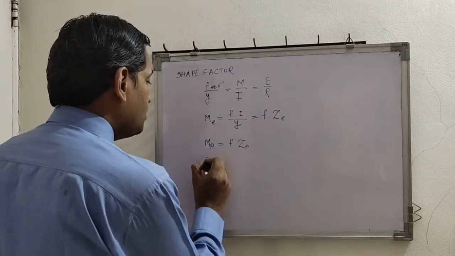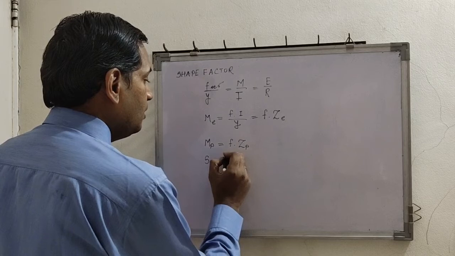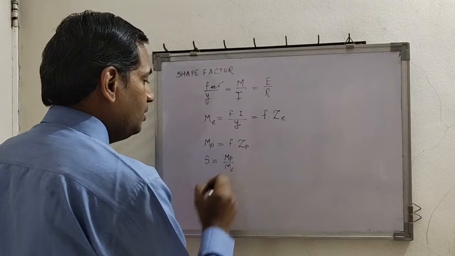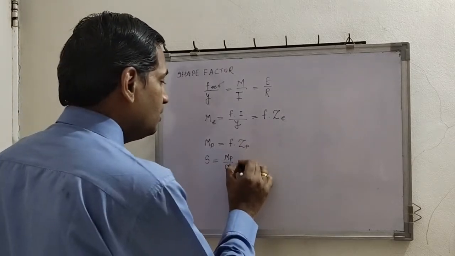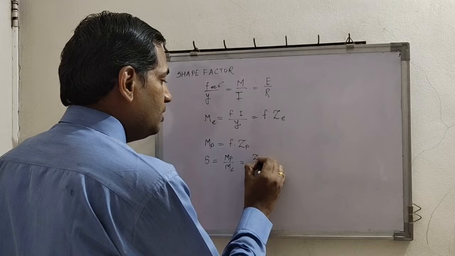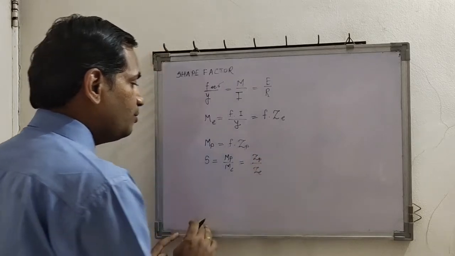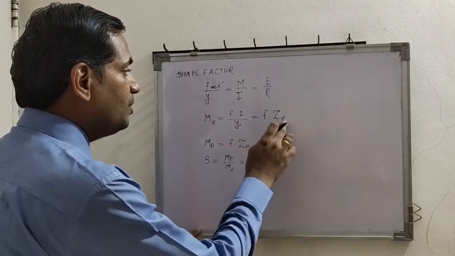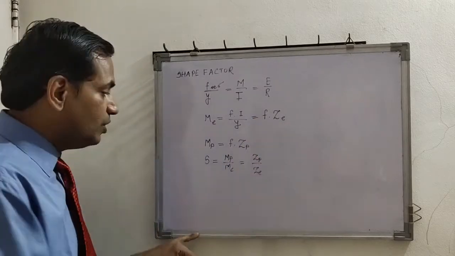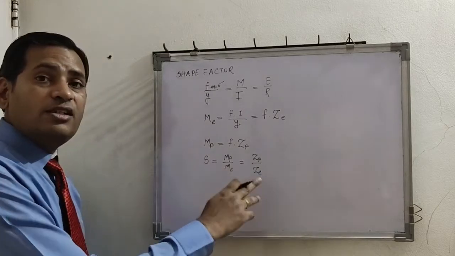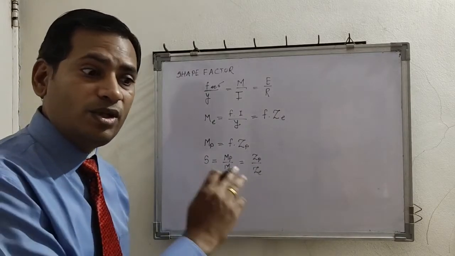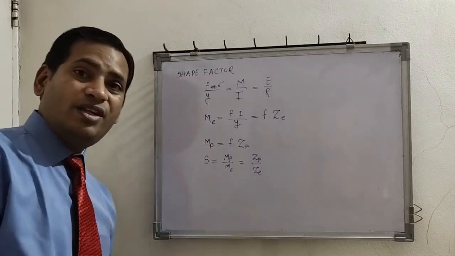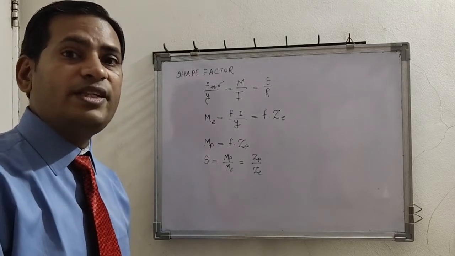So shape factor S is defined as MP upon ME, which is found as ZP upon ZE, because if we substitute MP as F times ZP and ME as F times ZE, F gets cancelled. So this is nothing but a ratio of plastic section modulus to elastic section modulus. Now we will try to find out shape factor for different cross sections, which are standard results.